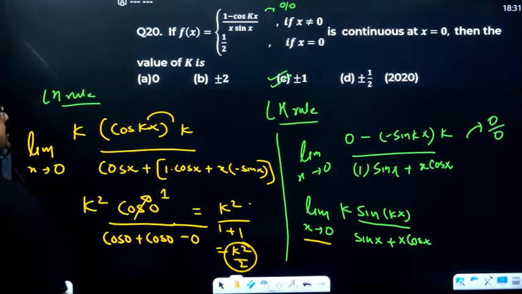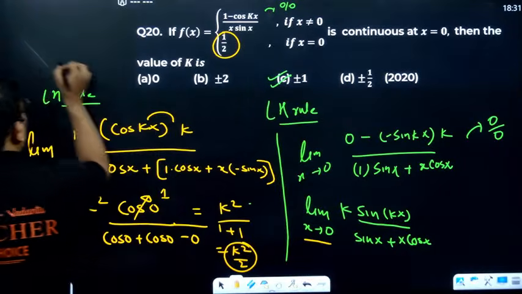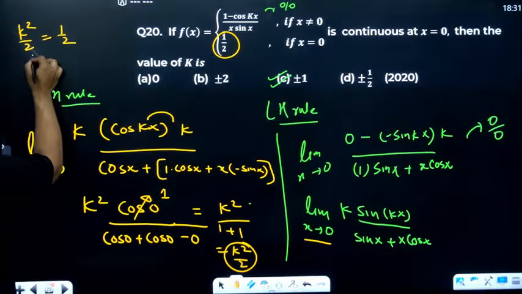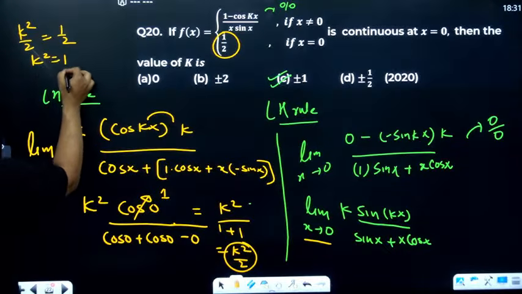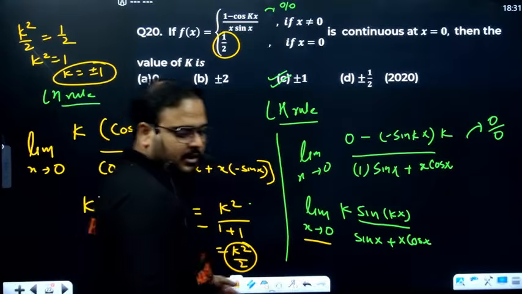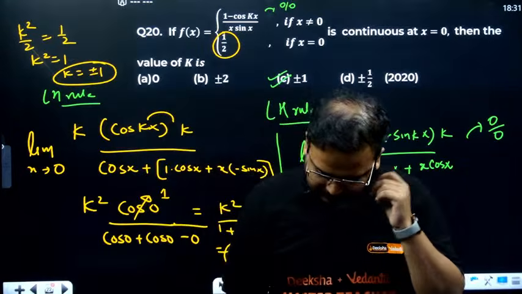This is the value, which is equal to what? 1 by 2. So if k square upon 2 is equal to 1 by 2, cross check. K square equals to 1. We get k value as plus minus 1.